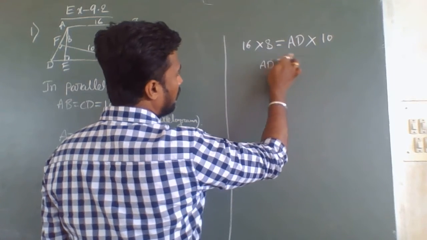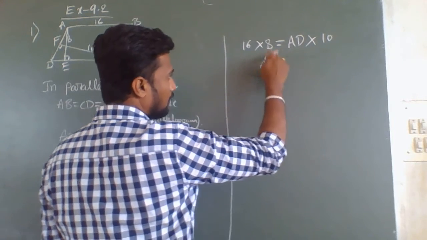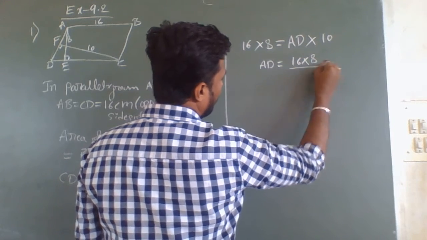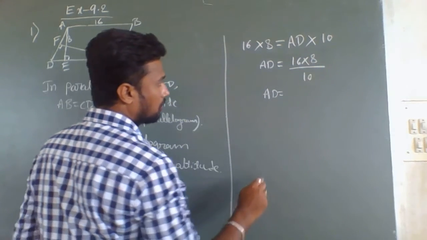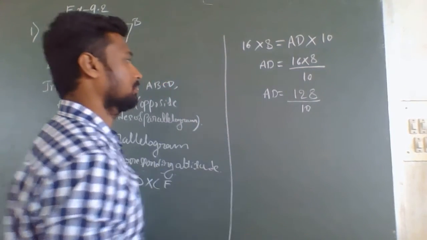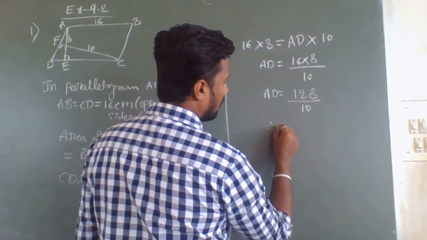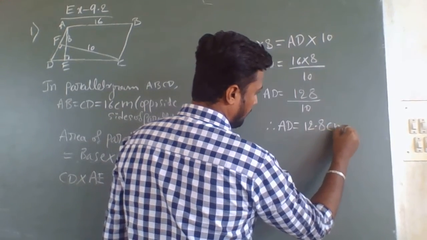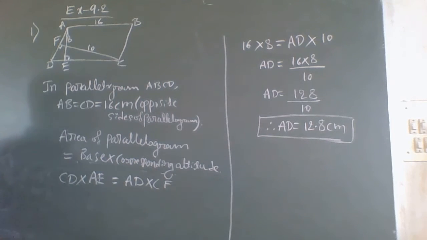I will move this 10 to left hand side. So what it becomes? Division. Here it is multiplication. When I move it to left hand side, it becomes division. Therefore 16 into 8 divided by 10. Therefore AD is equals to 16 into 8, means what we will get? 128 divided by 10. So now 128 divided by 10 means answer will be length of AD equals to 12.8 centimeters. We calculated length of the AD.